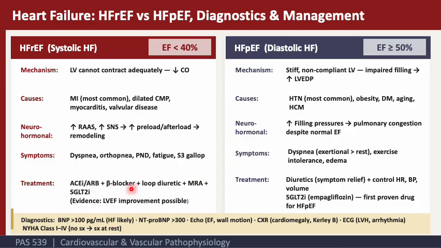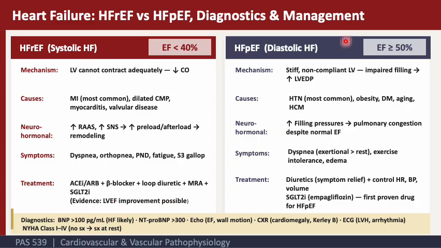ACE inhibitor, beta blocker, and a loop diuretic, something like aldosterone. And then there is an emergence of some of the SGLT2 inhibitors that have shown to improve EF.